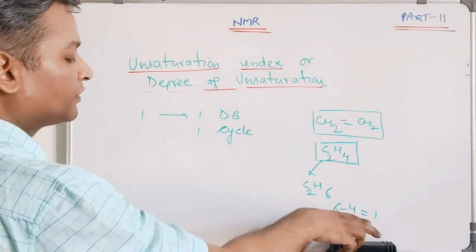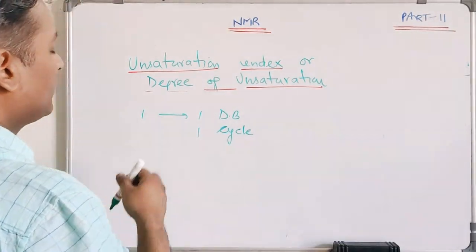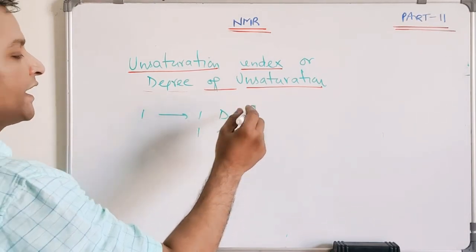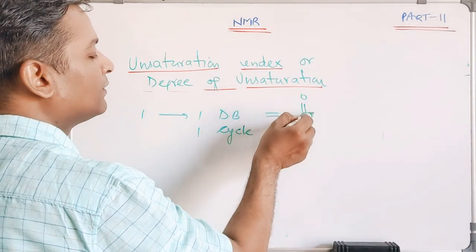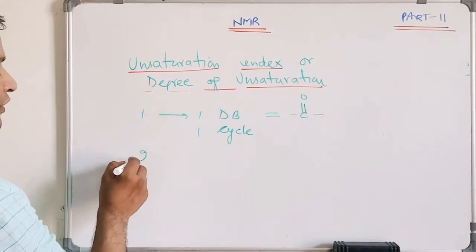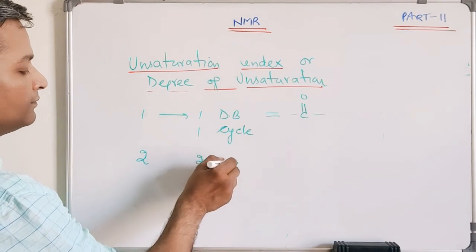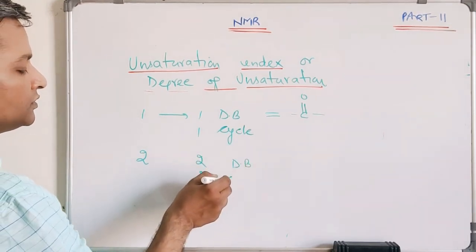I'm sure that it must be clear to you now. One unsaturation index is equal to one double bond or one cycle. This double bond can be a carbon-carbon double bond, or it can be a carbon-oxygen double bond. It can be any double bond, but it must be a double bond. If the unsaturation index is equal to 2, it means 2 double bonds, or 2 cycles.